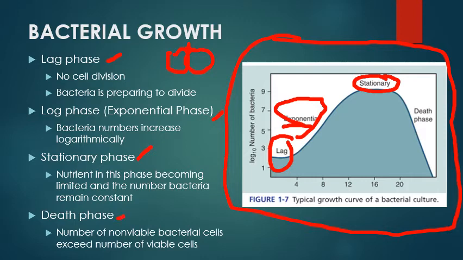So, next would be death phase. In this area, dahil nga konti na lang ang nutrition or konti na lang ang nutrients na makikita natin o na available, okay, bumabagsak o namamatay din ang bacteria. So, a number of non-viable bacterial cell is exceed number of viable cells. So, mas maraming namamatay kaysa buhay. Okay?